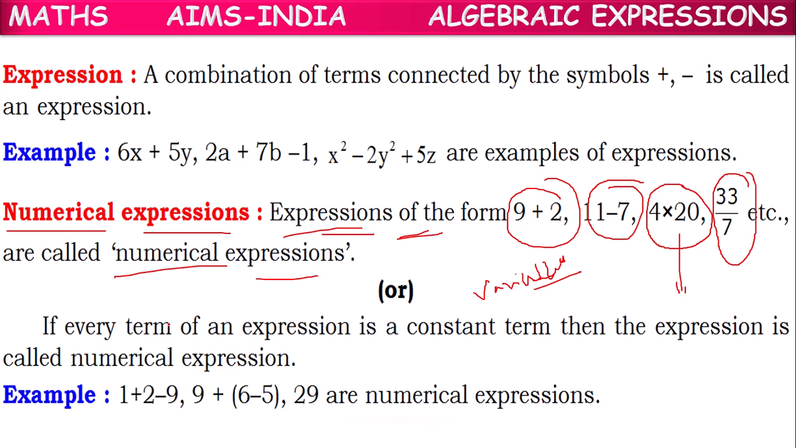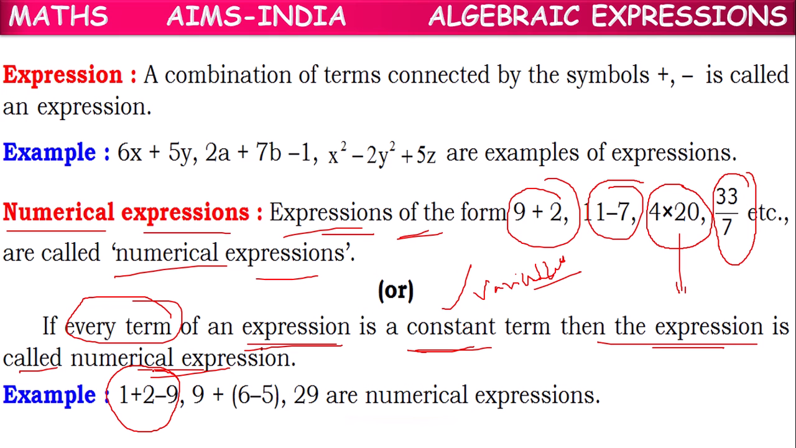Which means if every term of an expression is a constant term without a variable, then the expression is called a numerical expression. Like 1 plus 2 minus 9, no variable is there. 9 plus of 6 minus 5, no variable. 29, no variable. These are all examples of numerical expressions.